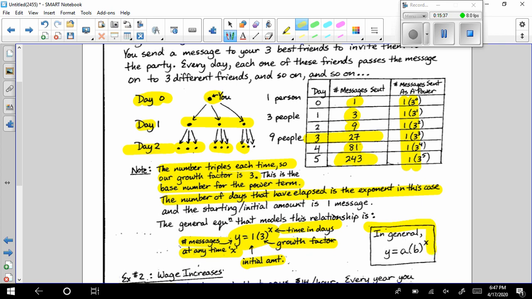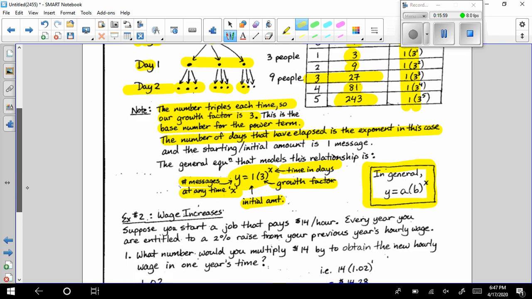The general exponential equation is y equals a times b to the power of x, where a is always your starting or initial amount, b is always your growth factor, if an amount is increasing, as it is in this case, and x is the elapsed time typically.